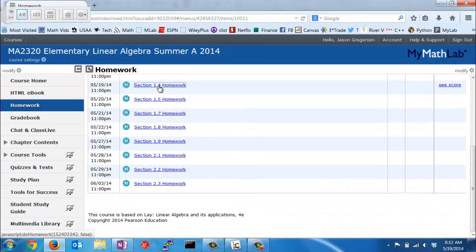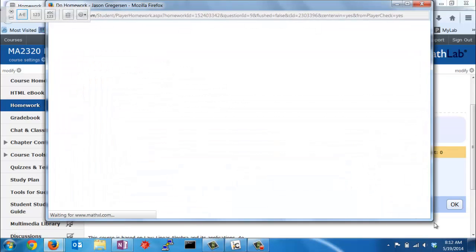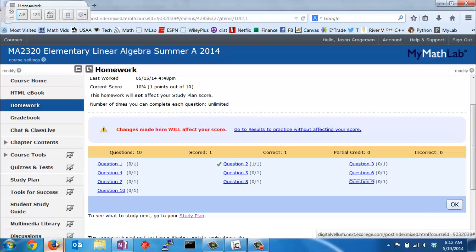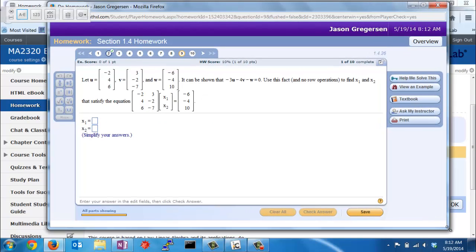Okay, so 1.4 homework, question 9. We have u and v and w. It can be shown that minus 3u minus 4v minus w equals 0. Use this fact and no row operations. Find x1 and x2 that satisfy this equation.